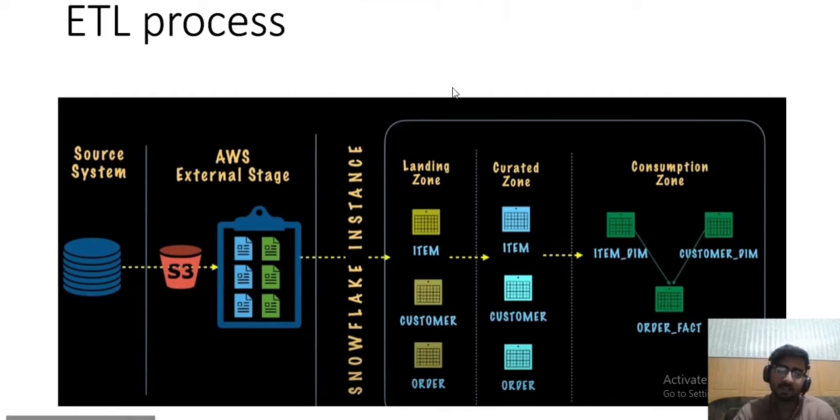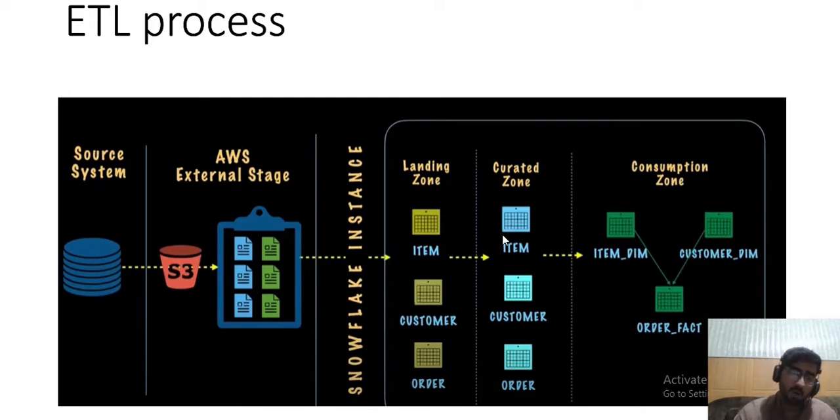You can think of the landing zone as the extract process of ETL, the curated zone as the transformation layer, and the consumption zone can be treated as the load process in ETL. So these three layers are part of the ETL process. The set of tables present in the landing zone will be called source tables, the set of tables present in the curated zone will be called stage tables, whereas the consumption zone tables will be called target tables.